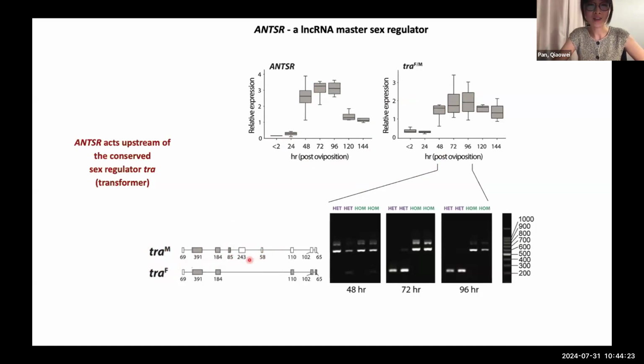But these 3 additional exons also show up as a higher band on the gel photo here. So we can see at 48 hours, when transformer starts to be expressed, there's no splicing difference between females and males. And around 72 hours, we can see a very clear alternative splicing of transformer. You have the female form here and a male form here. And this happens after the start of the expression of our non-coding long RNA. So from a temporal pattern point of view, it fits with the idea that our non-coding long RNA acts upstream of the conserved sex regulator transformer.